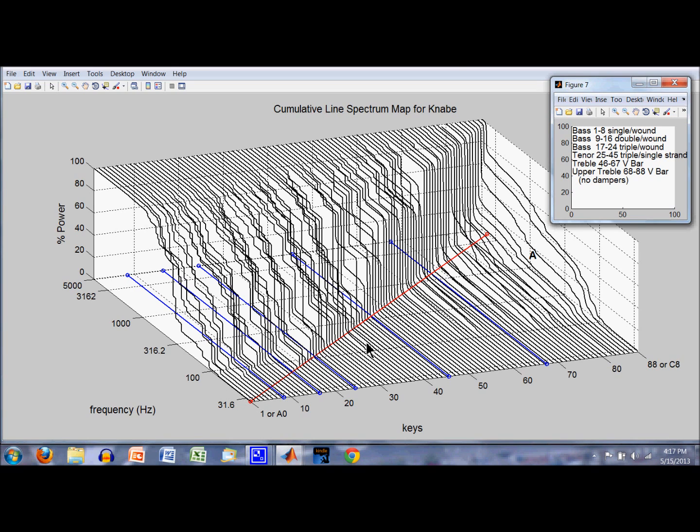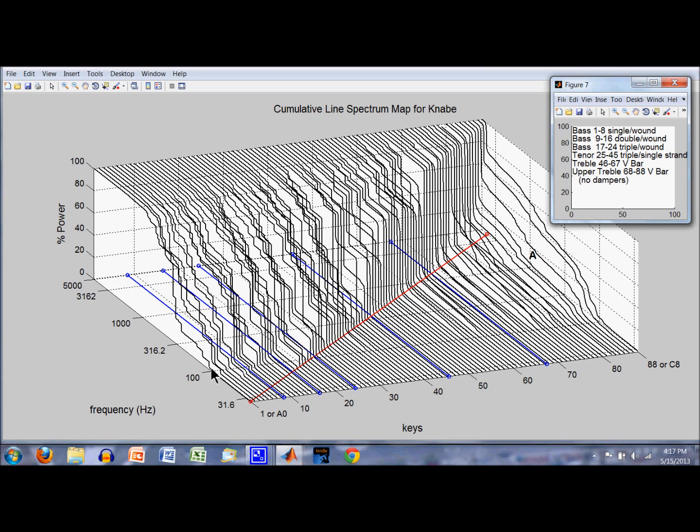Over here is the treble section, which are triple strings. Here's the treble. And then here's the upper treble, where there's no dampers. So we see, for example, down here at the low numbered keys, that there is no appreciable power at the fundamental, or the first partial. And in fact, there's nothing at the second partial. It's not until the third partial that we start to see a small amount of power showing up.